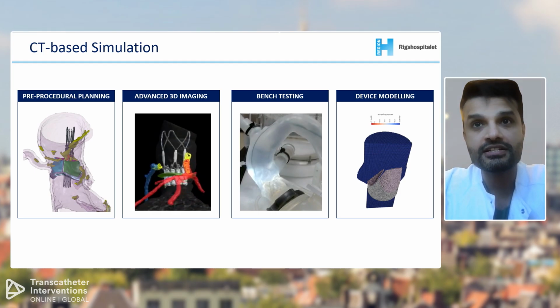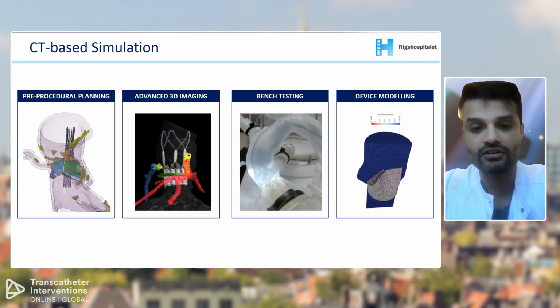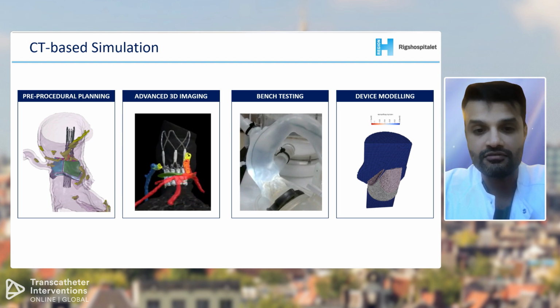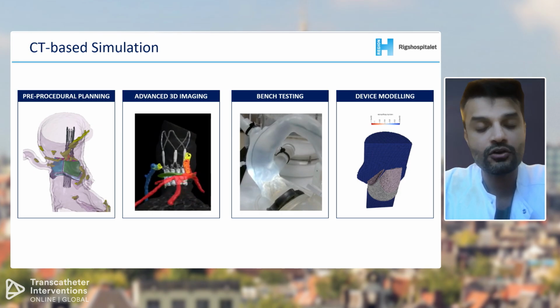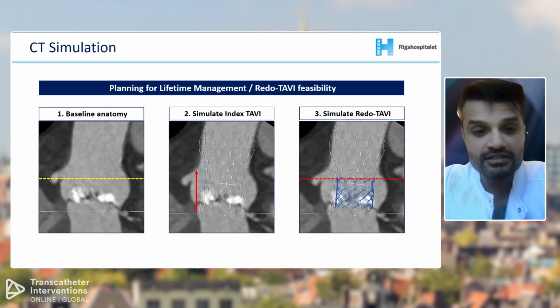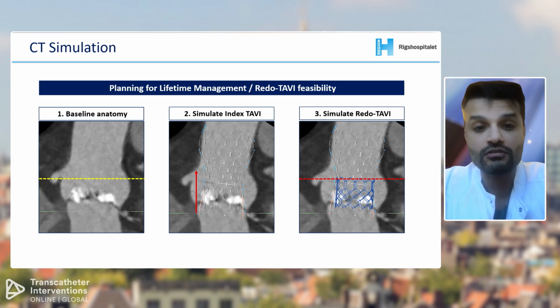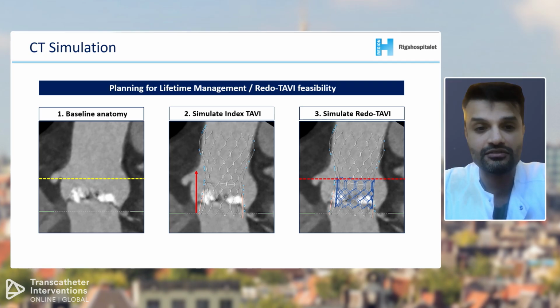Then there's this emerging concept of bench testing, whereby you take real patient-specific imaging, convert it into a model, and then you can try to evaluate different things. And then increasingly, as we're moving towards increasing regulation, a lot of device modeling, and that's where simulation can play a role. So I thought I'd just give you a little overview of each of these different domains and how simulation can help us. So to take things very simply, in a way, what we can already do with our CT scans, whereby we take the CT scan, we simulate a valve inside of it, and then we can also simulate a second valve, that in itself is already a form of simulation.